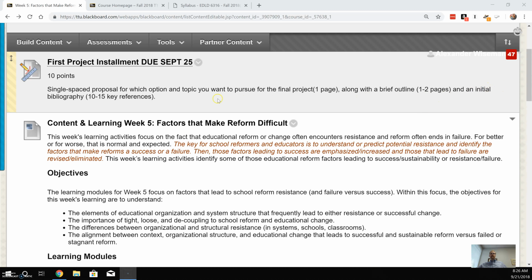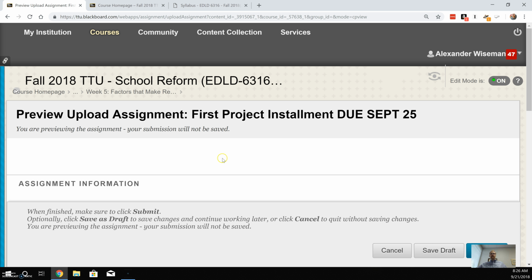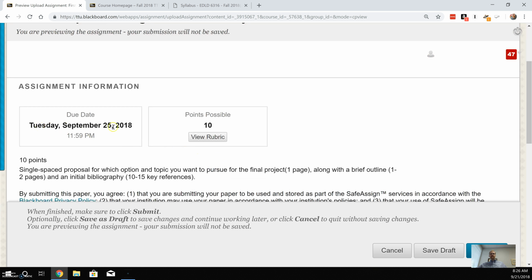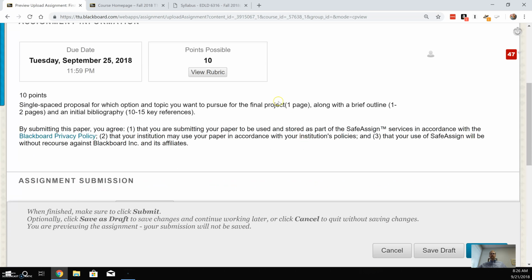And an initial bibliography, which will have 10 to 15 key references. This is important because it gives me an idea that you understand where you're going to get the information from to do this project. Now, all you got to do is click on this fancy little heading here, and it will take you into the upload assignment section. Tells you when it's due, tells you that you have to get it in before midnight, tells you that it's 10 points that are possible.